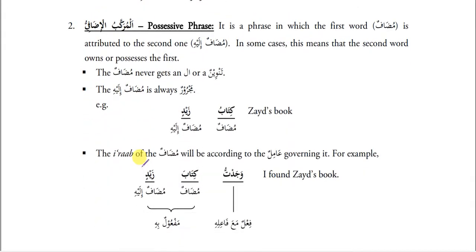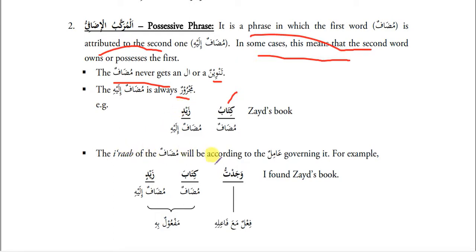Now we have muzaf muzaf ilayh. It is a phrase in which the first word, muzaf, is attributed to the second one, that is muzaf ilayh. In some cases this means that the second word owns or possesses the first word. The muzaf never gets alif lam and tanween on it, and muzaf ilayh will always have zair on it. So here, kitabu zaidin, where kitabu is muzaf, that's why it doesn't have alif lam or tanween on it, and zaidin is muzaf ilayh, that's why it has zair on it.